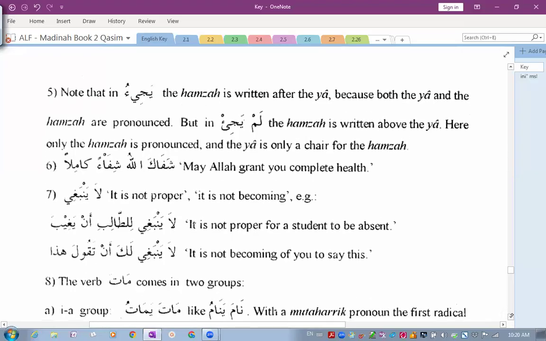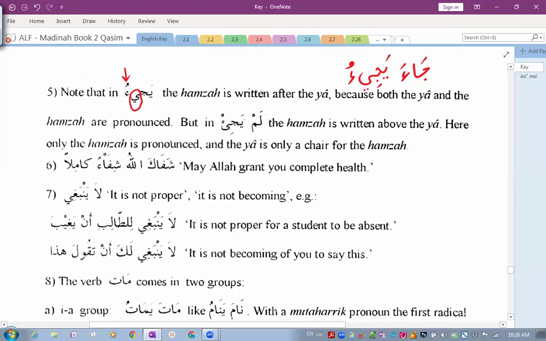Number 5, yaji'u. So the verb is ja'a, yaji'u. Ja'a means he came, yaji'u, he is coming. So it's again an ajwaf verb and mahmuz also at the same time. Note that in yaji'u, the hamza is written after the ya. So the ya is written and then you have a hamza written after it, because both the ya and the hamza are pronounced.